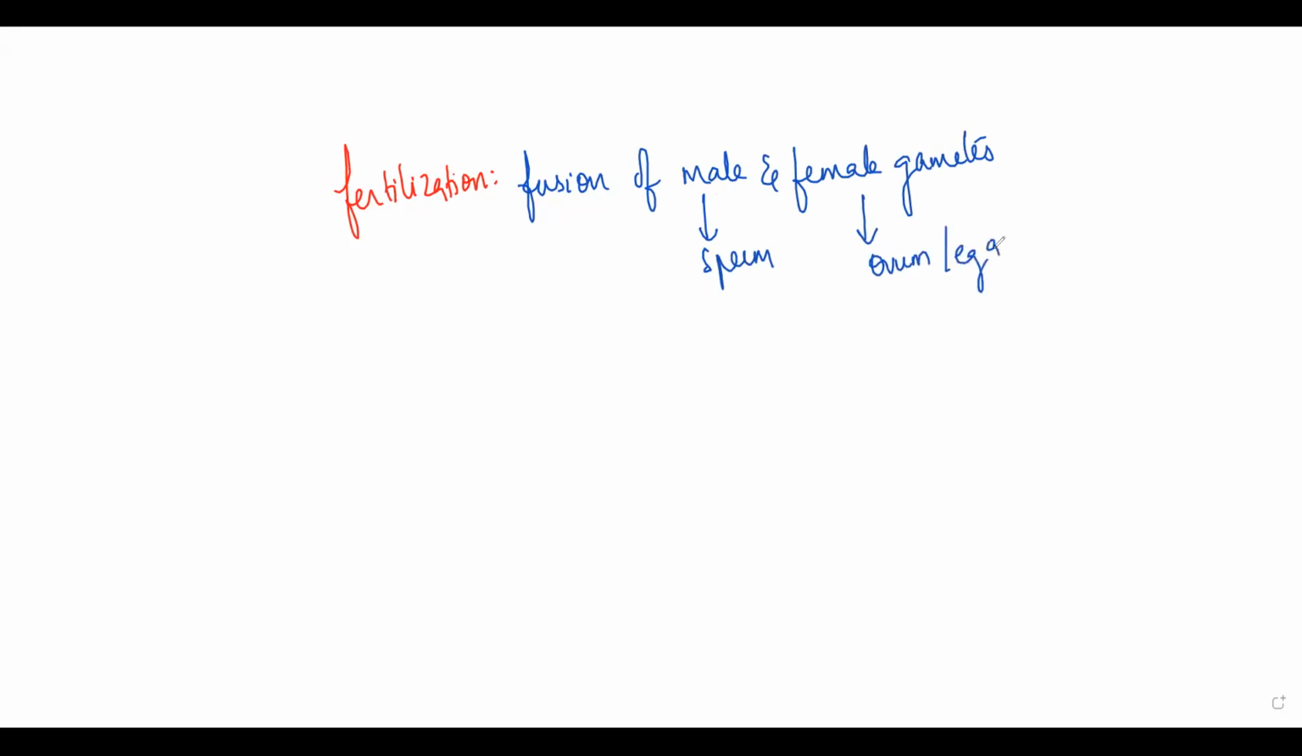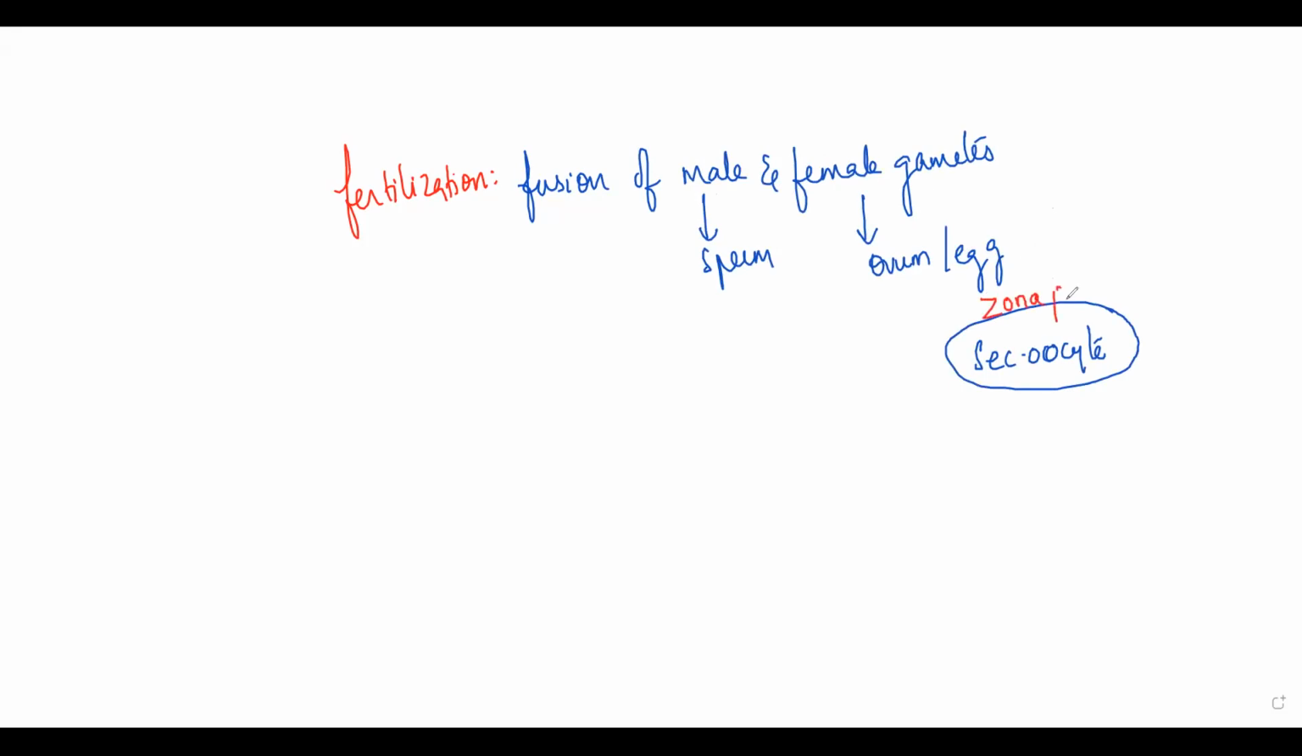What is fertilization? I told you this can be defined as a fusion of male and female gametes. So what are those male gametes? It's going to be the sperm, and this is going to be your ovum, or what we call as egg. Okay, so this egg is actually in a stage of a secondary oocyte. Actually, it's a secondary oocyte being enclosed by a glycoprotein layer, which is being called as a zona pellucida.